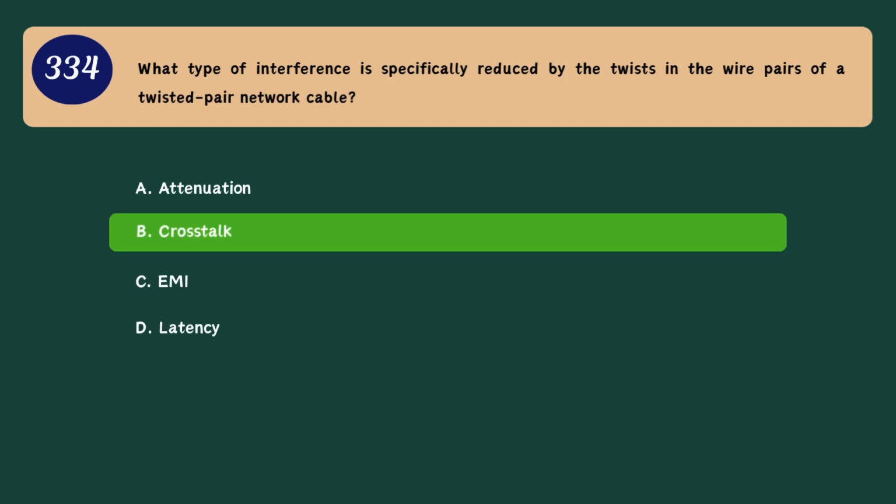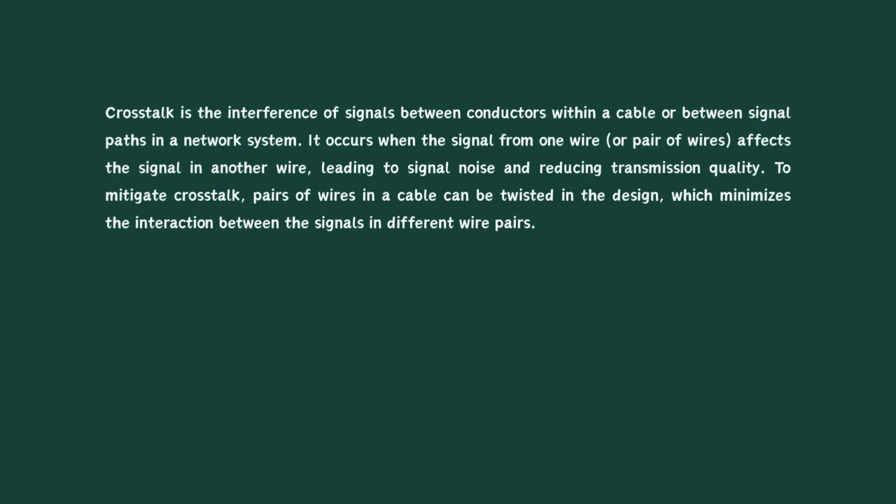Correct answer. B. Crosstalk. Crosstalk is the interference of signals between conductors within a cable or between signal paths in a network system. It occurs when the signal from one wire, or pair of wires, affects the signal in another wire, leading to signal noise and reducing transmission quality. To mitigate crosstalk, pairs of wires in a cable can be twisted in the design, which minimizes the interaction between the signals in different wire pairs.